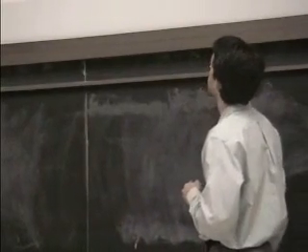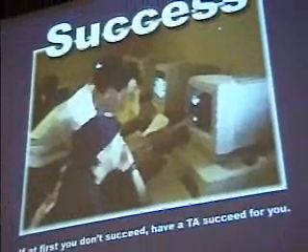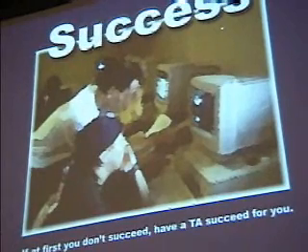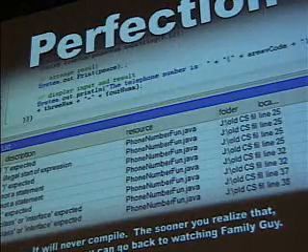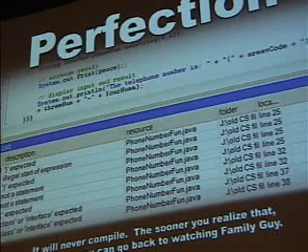Right, and you can run it. That's a bit quick, but two years ago, one of the students in the class decided to make his own motivators and told me that I could show them in successive classes. Success. If at first you don't succeed, have a TA succeed for you. Did we see these this semester? Okay. Perfection. It will never compile. The sooner you realize that, the sooner you can go back to watching Family Guy. This is Ryan Cassidy two years ago. He submitted these. I thought they were pretty entertaining.